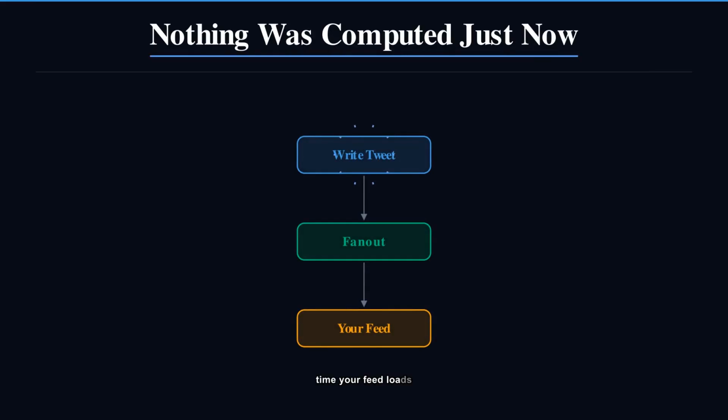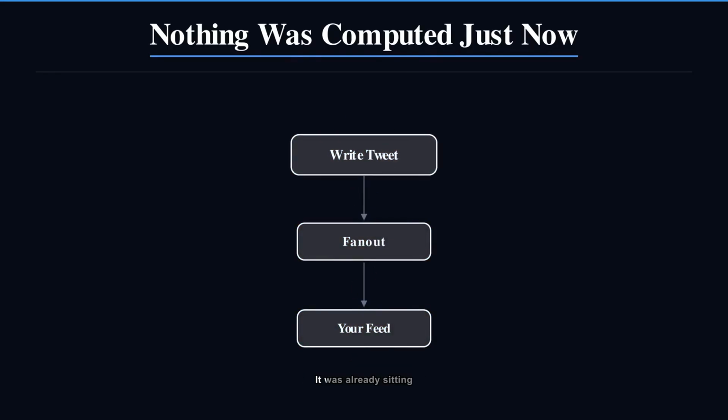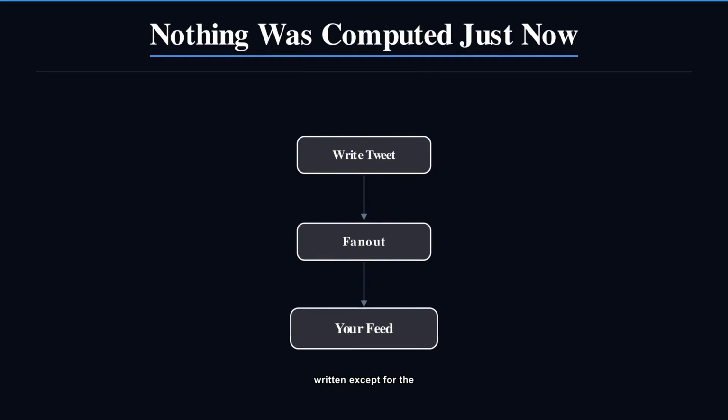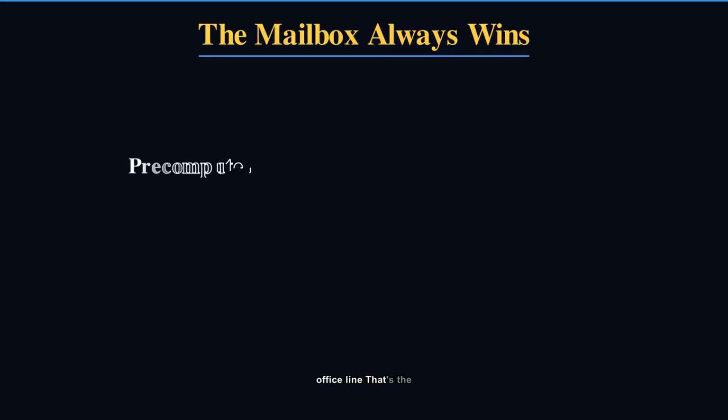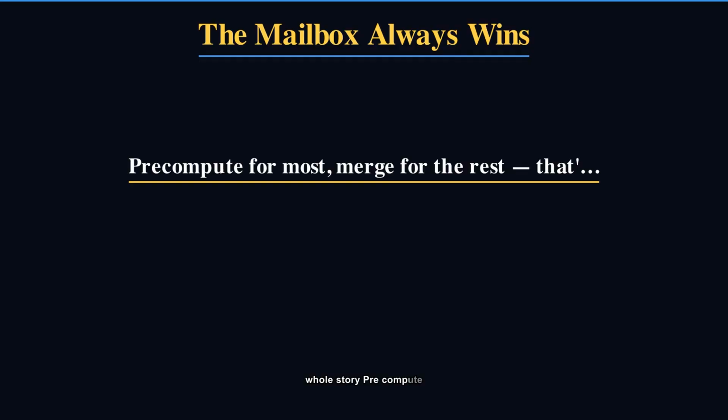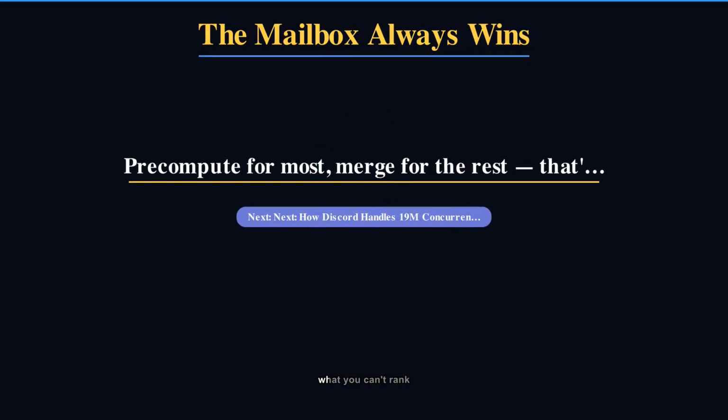So next time your feed loads instantly, remember, nothing was computed in that moment. It was already sitting in your mailbox, delivered the second it was written, except for the one celebrity tweet the mail carrier grabbed just for you. The mailbox always beats the post office line. That's the whole story. Pre-compute what you can, merge what you can't, rank what's left. Now go explain fan-out on write in your next interview like you built it yourself.